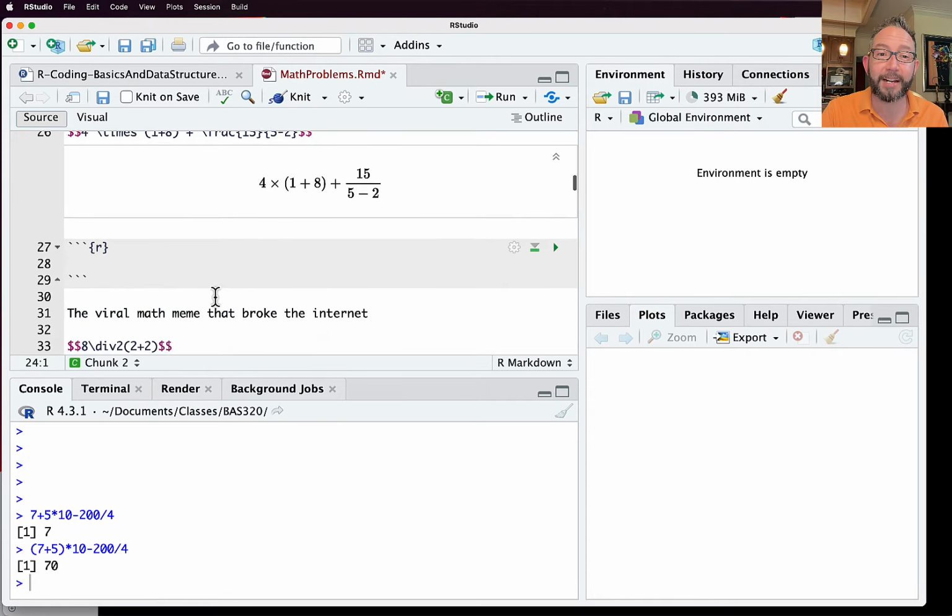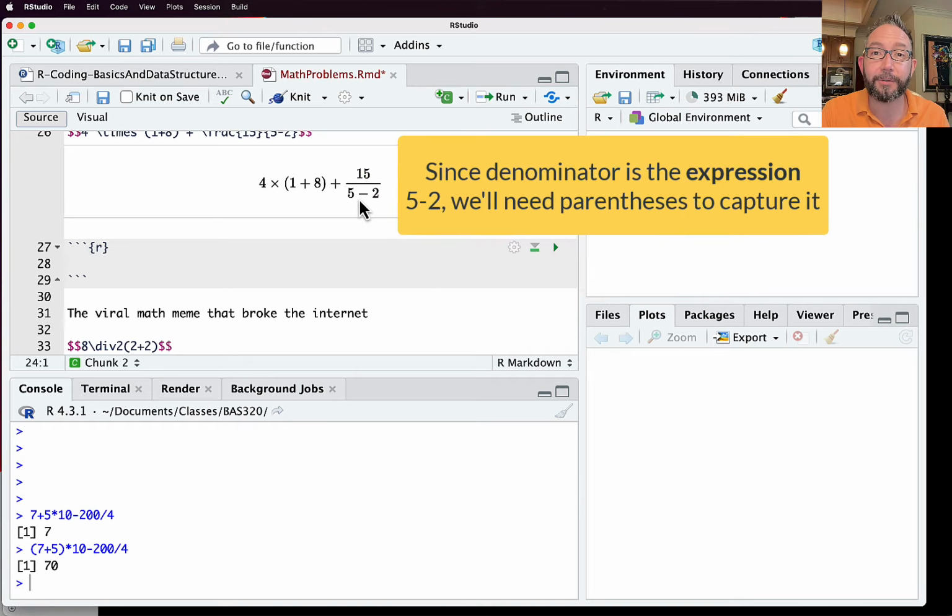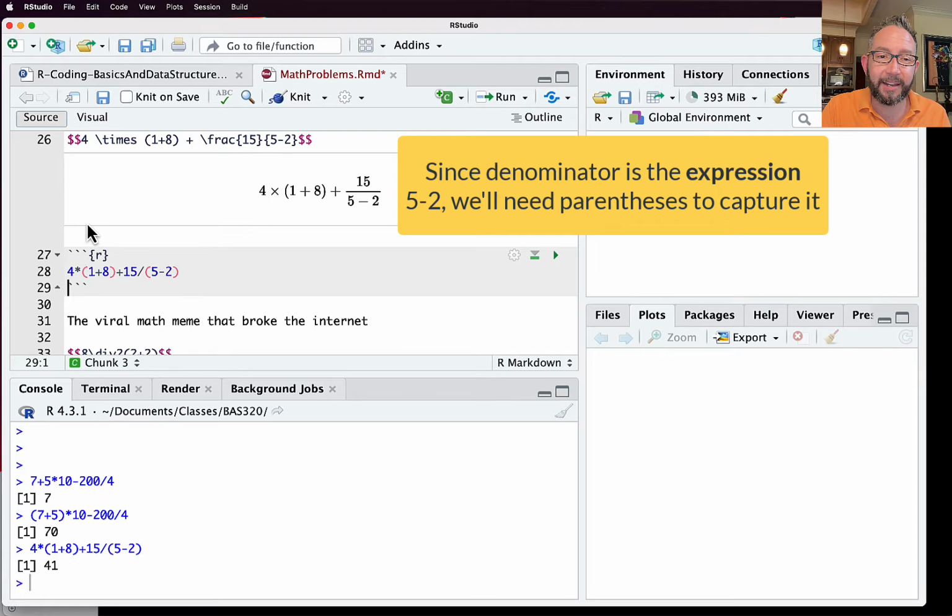All right, some additional practice using parentheses. Here we want to take 4 and multiply that by 1 plus 8. And then we're going to add that to 15 divided by the quantity 5 minus 2, 5 minus 2 being in the denominator. So let's make sure we use parentheses so that R evaluates this expression correctly. So we'll take 4 and multiply that by 1 plus 8. That's the easy one. And then, because we have an expression in the denominator, when I take 15 and divide it by that expression, I need to make sure that expression is in parentheses. So when I evaluate it, I get 41.